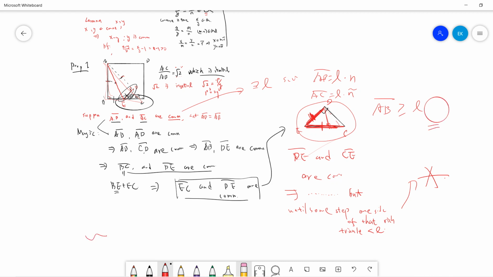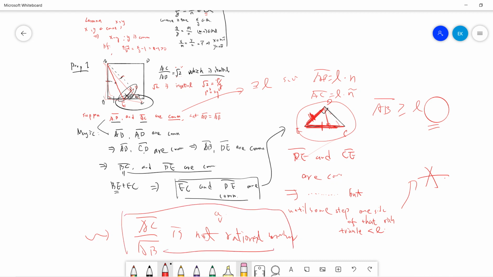So this proves that AC divided by AB is not rational. It's not a rational number. So it proves that the square root of 2 is irrational. This is the first example, the old Greek idea of how to prove the square root of 2 is irrational, just using the commeasurable idea.